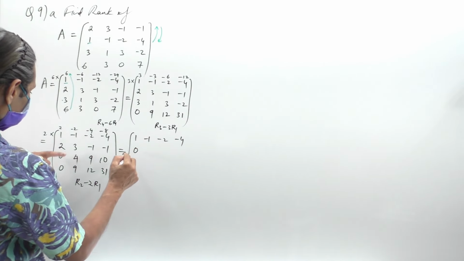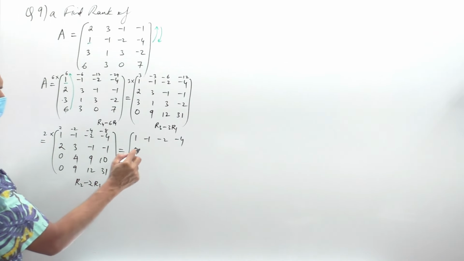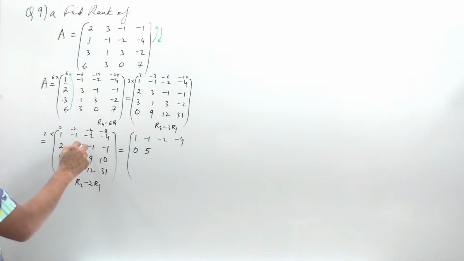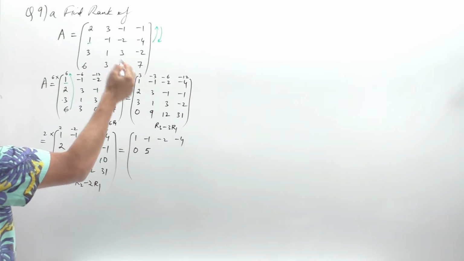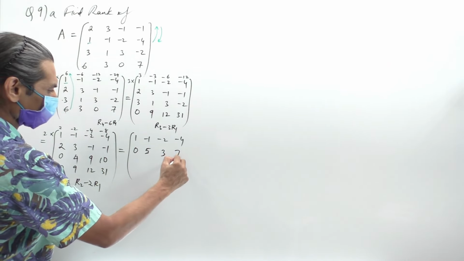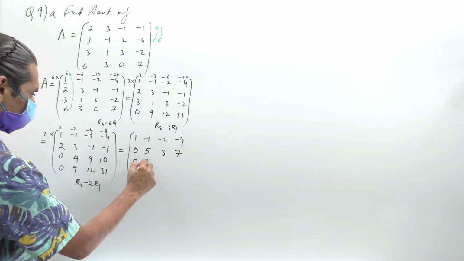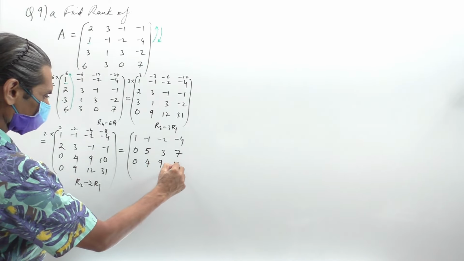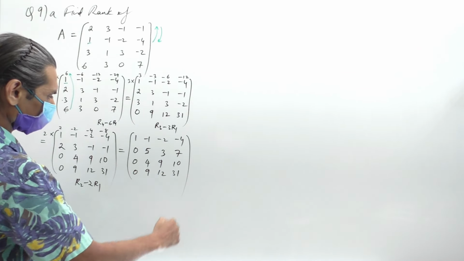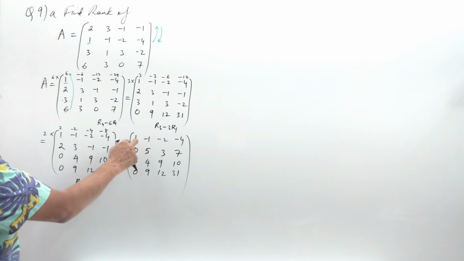2 minus 2 is 0. 3, see again 3 minus 1 plus 2 is 5, be careful here. Then we have minus 1 plus 4. 4 minus 1 is 3, and minus 1 plus 8 minus 1 is 7. Okay, and this is 0, 4, 9, 10, 0, 9, 12, 31 as it is. Done. So below this one I made all 0.